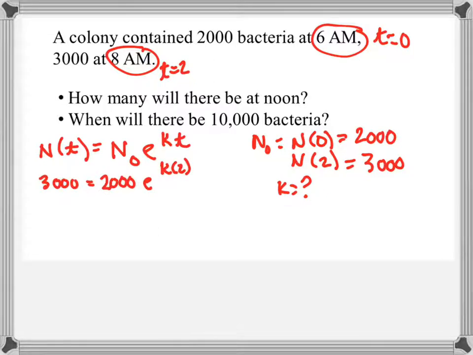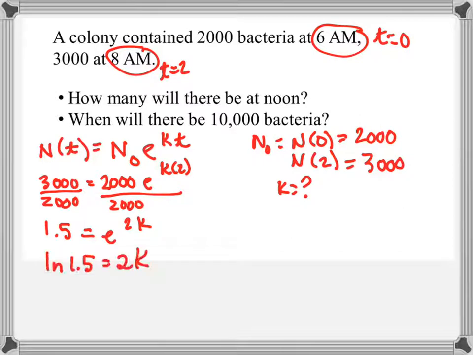So we will substitute in 3,000 equals 2,000 times e to the k times 2. Divide both sides by 2,000. 1.5 equals e to the 2k. Convert this to log form. The natural log of 1.5 equals 2 times k. Divide both sides by 2. k equals the natural log of 1.5 over 2.